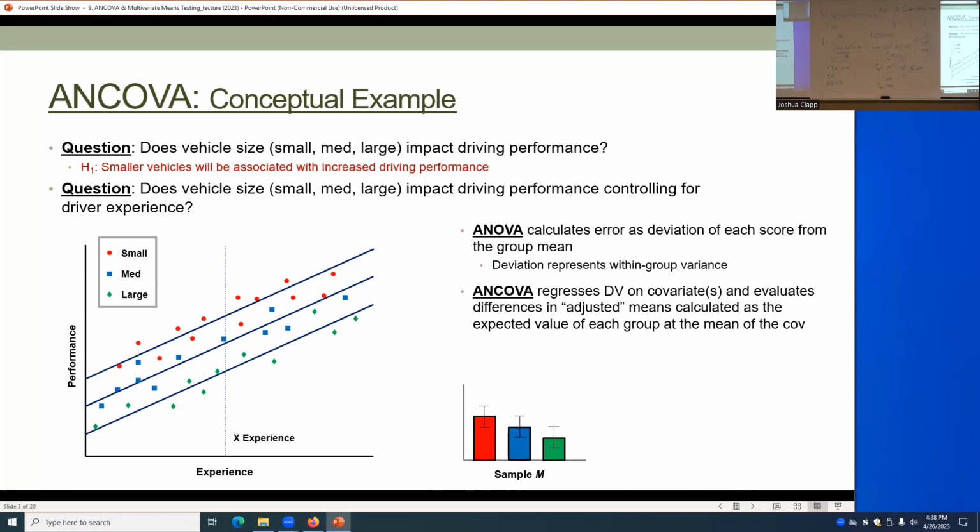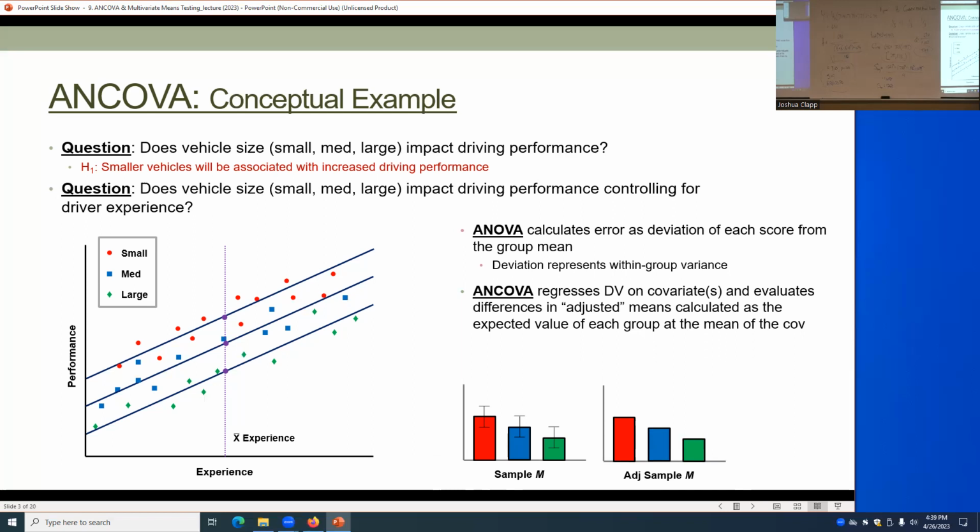So here, let's say this is average experience for this sample. Okay, so this is for everybody. Here's the average experience level. Now what I'm going to do is compare. Here is my small car group at average experience. This is what I would expect them to perform at. For my medium car group at average experience, this is where I would expect them to perform. And for my large car group at average experience, this is where I expect them to fall. So now I'm looking at the difference between here and here and here, right?